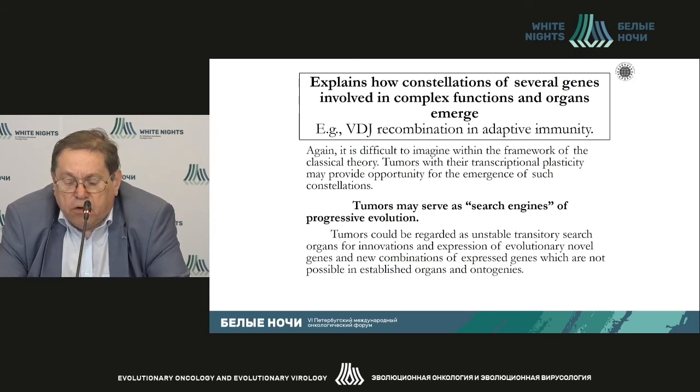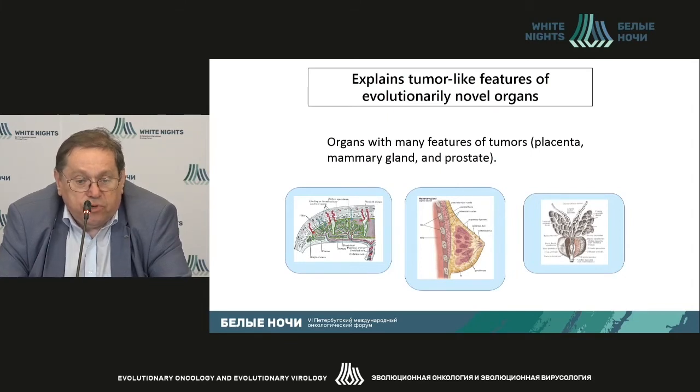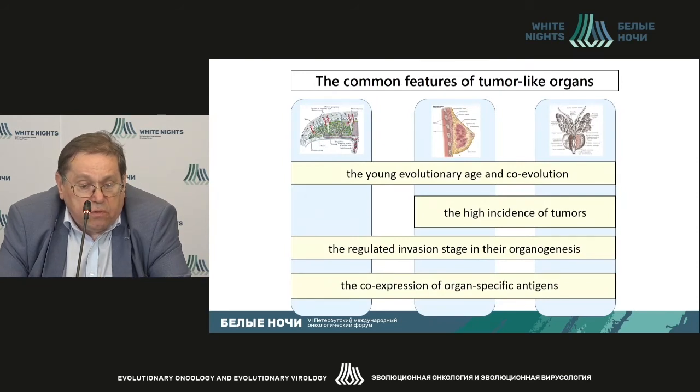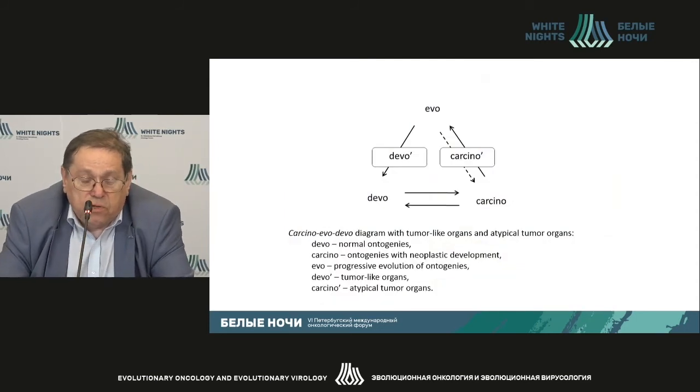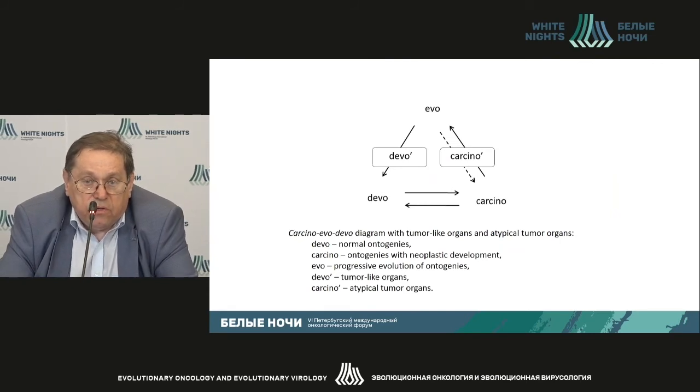The classical theories can't explain how these coincidences may happen. Also, we explain a very interesting thing. We explain the origin of tumor-like organs, the evolution of new organs such as the placenta, the breast, the prostate. They have a great number of tumorous characteristics. Such organs as the breast and the prostate are characterized by a high risk of cancerogenesis. They have the invasion stage, but this invasion stage is regulated. All these organs are evolutionarily young.